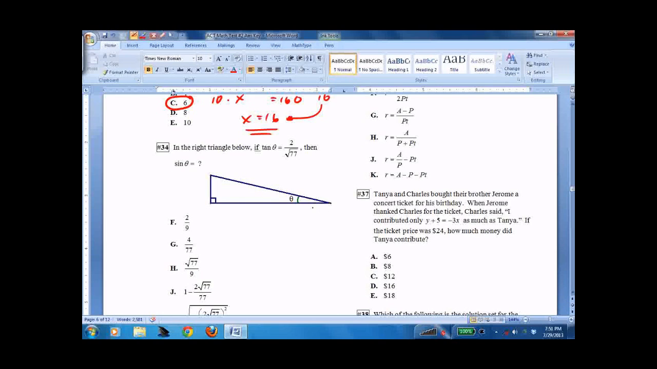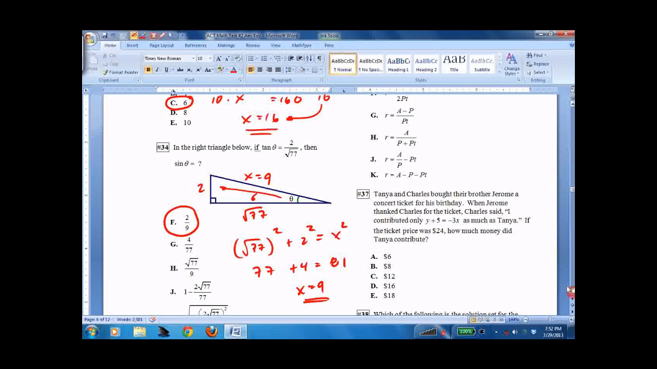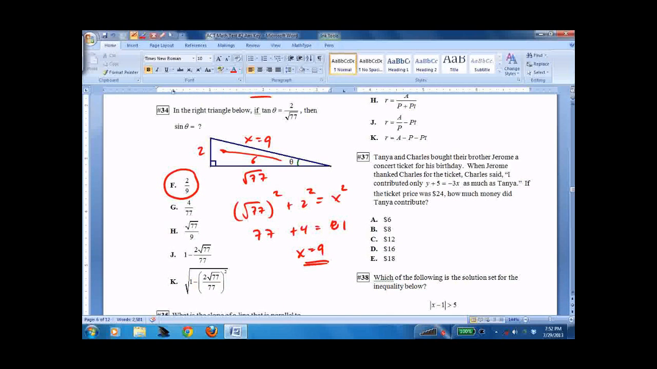Okay, know what you're doing. Tangent theta, which is opposite over adjacent, equals 2 over root 77, then sine of theta equals, tangent is 2 opposite over adjacent is root 77. Root 77 squared plus 2 squared equals 77 plus 4 equals 81. So x is 9. So sine is opposite 2 over 9. Done. Because sine is opposite over hypotenuse.